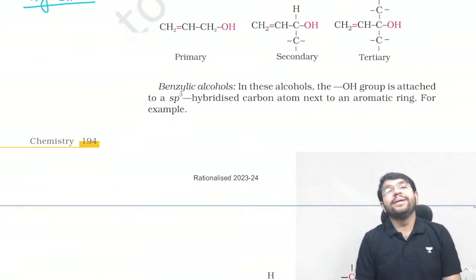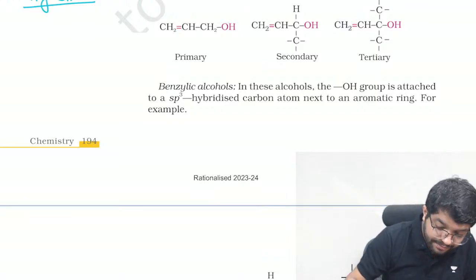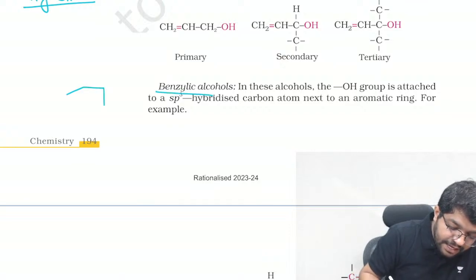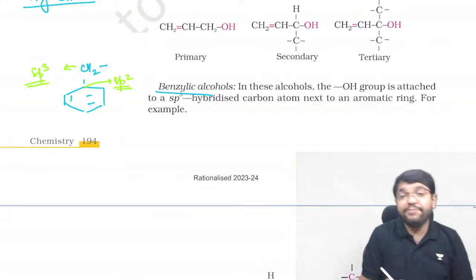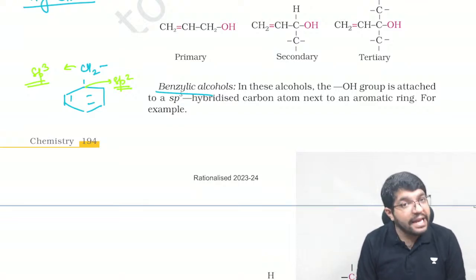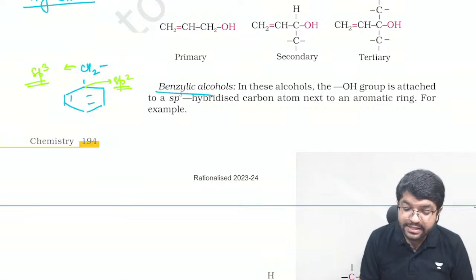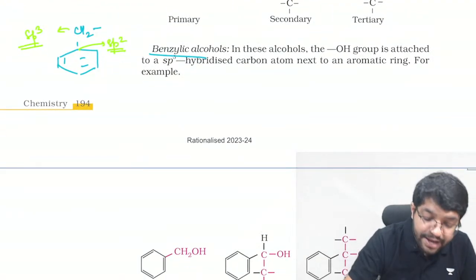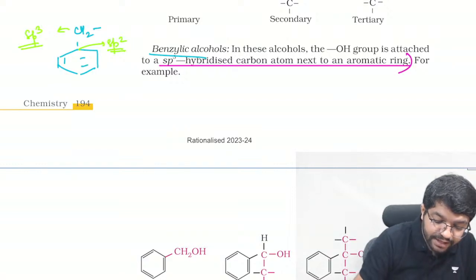Then we have benzylic. Benzylic is benzene with the CH2. Now this is also an sp3 sp2 combination because the CH2 is sp3 single bonded and the benzene is sp2. However, the difference is it's benzene. In allyl, it is not benzene. That is the differentiator. Allyl has no benzene involved. Benzyl has benzene involved. Right? Now, the OH group is attached to an sp3 hybridized carbon next to an aromatic ring.